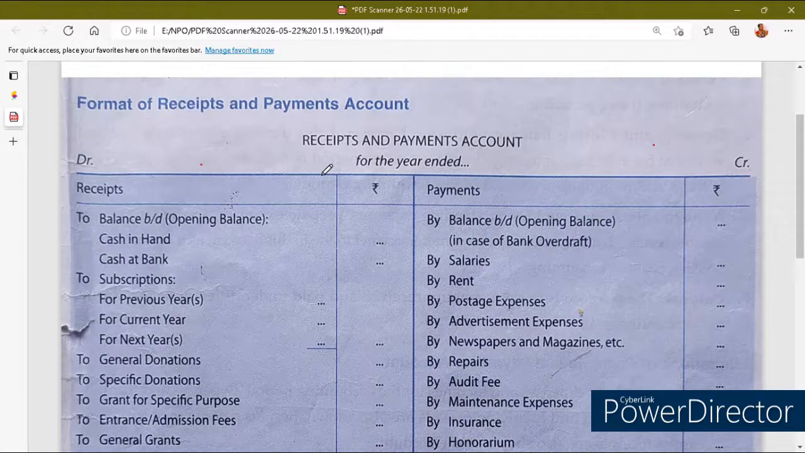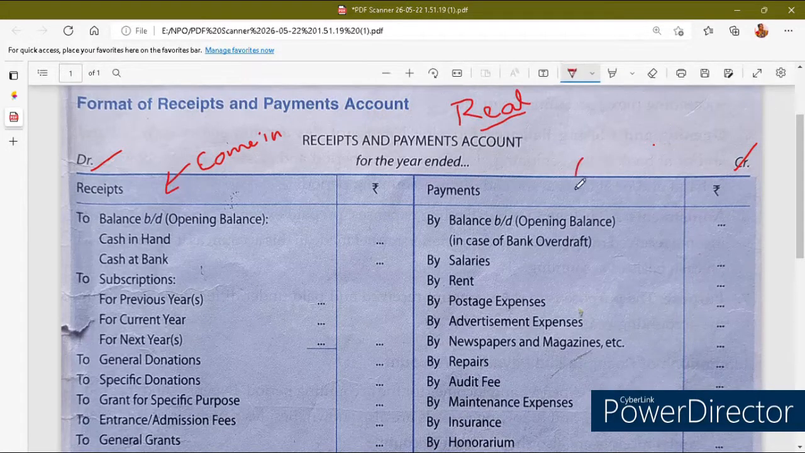And the receipts and payments account format is on the screen right now. You could see that. This is the format of the receipts and payments account. It follows the double entry system, debit side, credit side. It follows real, personal and nominal account rules, or golden rules. Especially, this account follows real account rules. So debit what comes in, credit what goes out. Comes in, receipt. Goes out, payment.